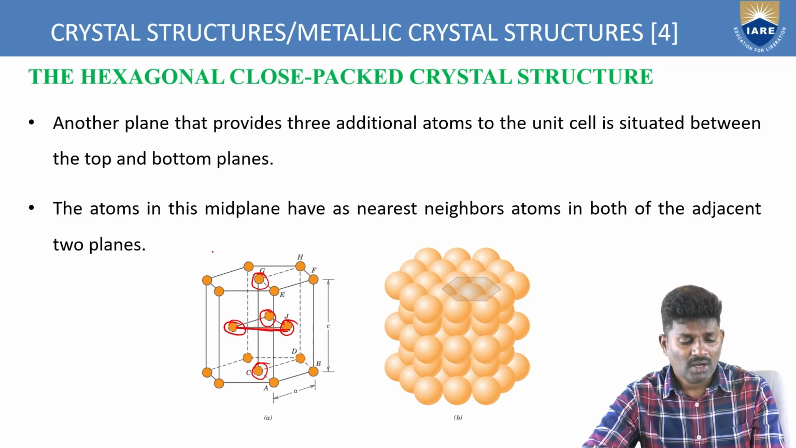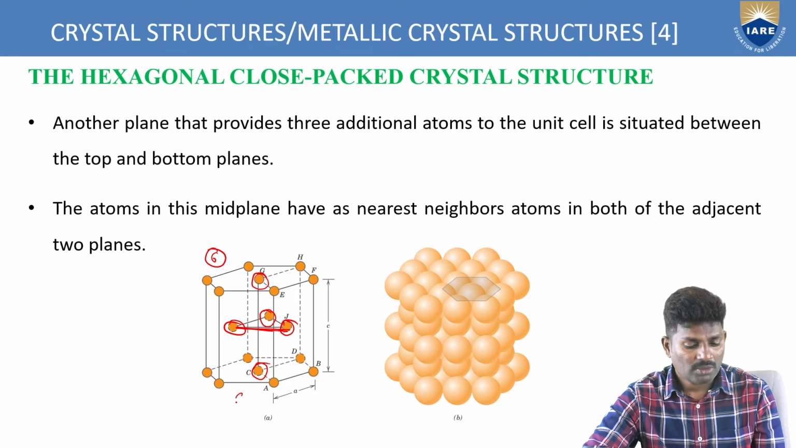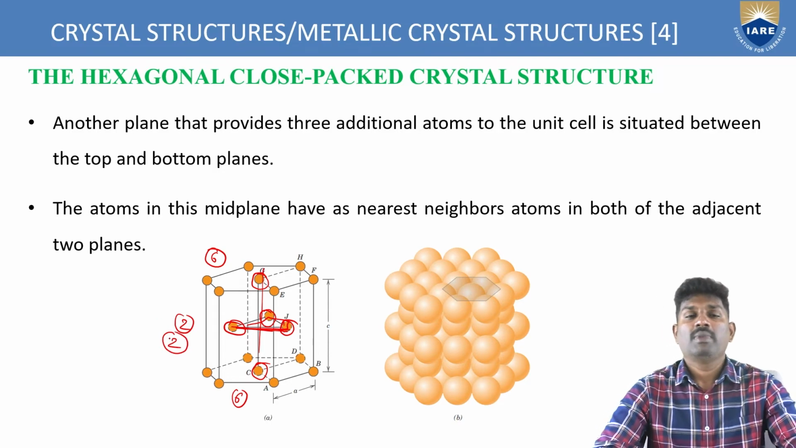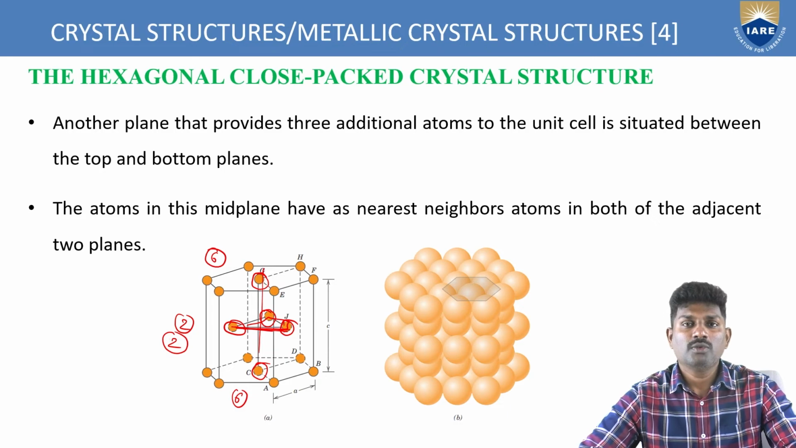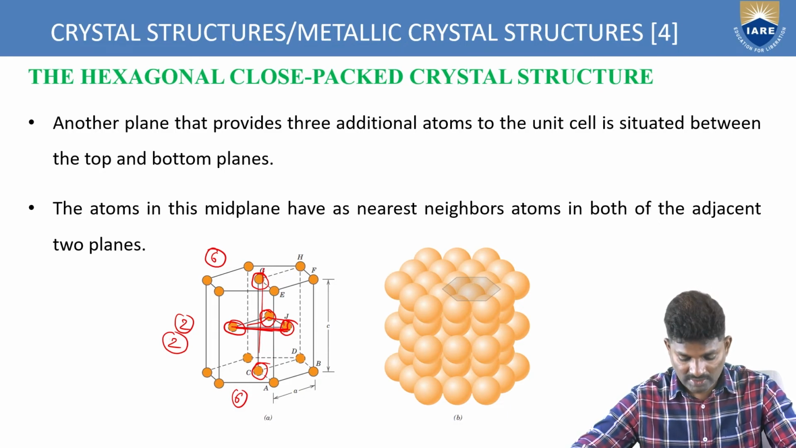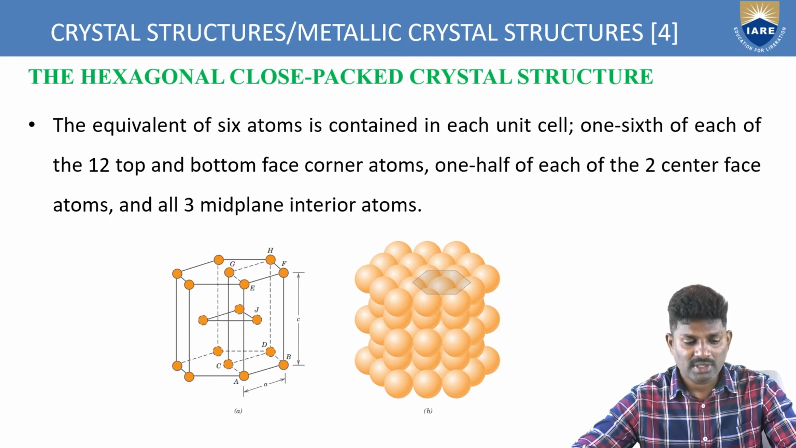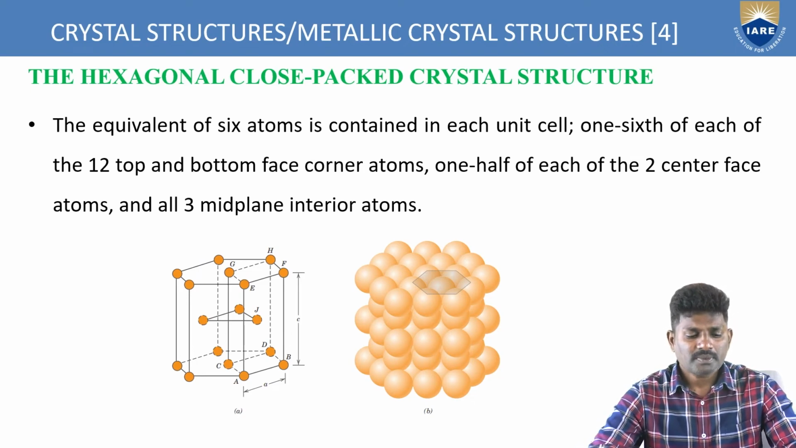So totally on the top you have 6, bottom you have 6, at the center you have 2, at the neighboring unit again you have 2. So 6 plus 6, 12 plus 12, 12 plus 2, 14 plus 2, 16. Total 16 atoms we have in this hexagonal plane. So the equivalence of 6 atoms is contained in the unit cell.